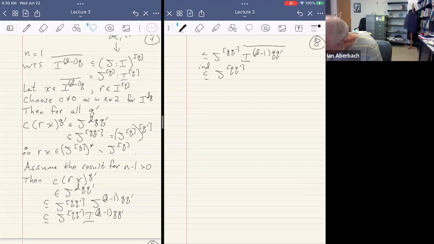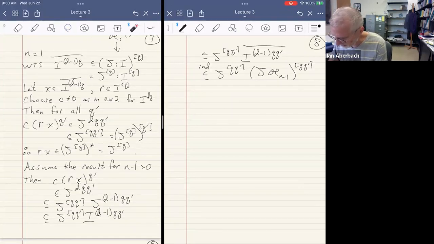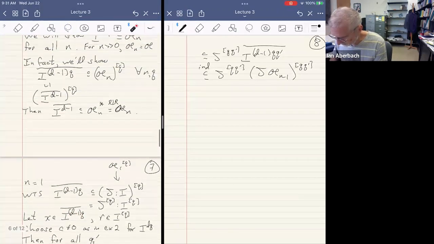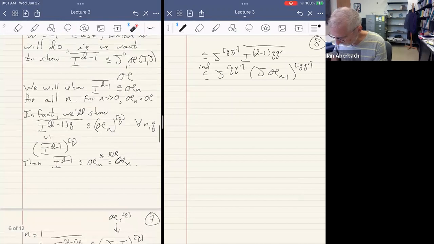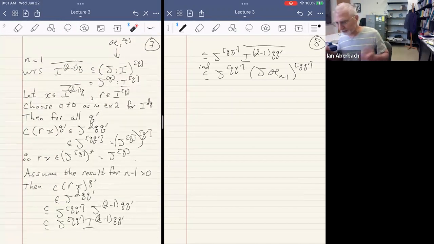And where does this land? This is in J times A n minus 1 to the Q, Q prime. So we are applying the induction hypothesis on a bigger power, Q Q prime. And that's what we needed.